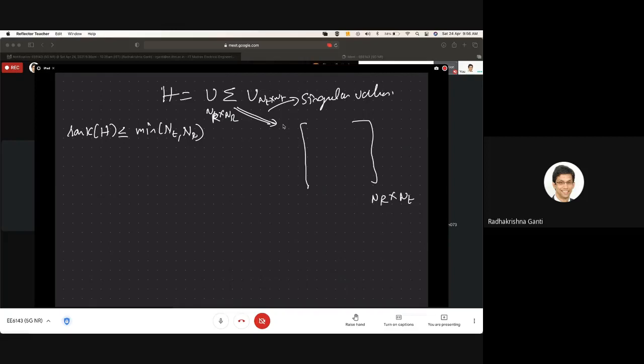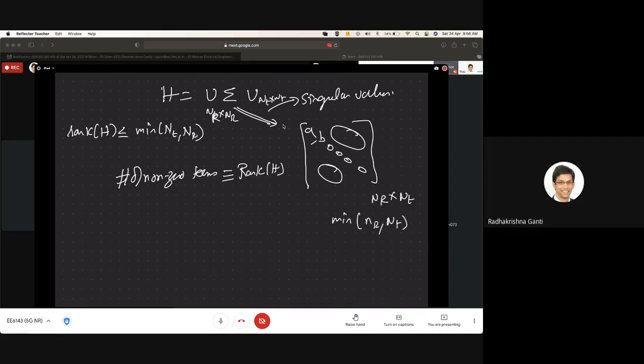If you look at this matrix, everything else will be zeros except the diagonal. In the diagonal, the number of non-zero terms is equal to the rank of H. So effectively, if the rank of H is 2, then you'll have only two diagonal terms. All other things will be 0. The maximum number of elements in this will be minimum of NR comma NT. If NR is equal to NT, the entire diagonal may be non-zero if the rank is full. It's a full rank matrix, and it's invertible.